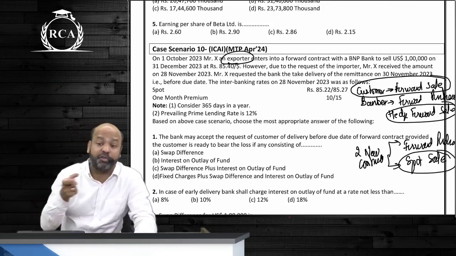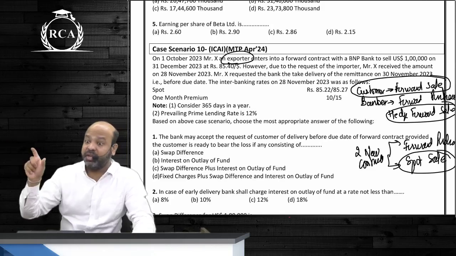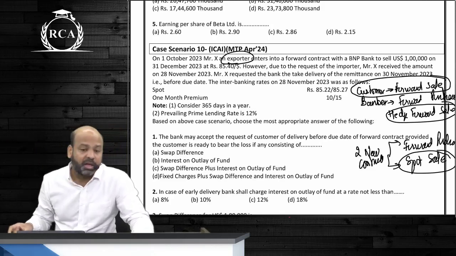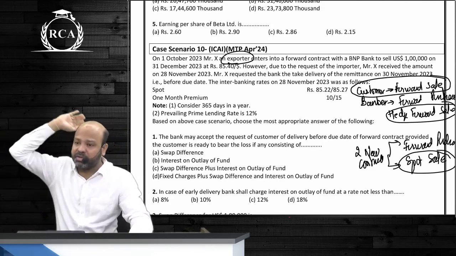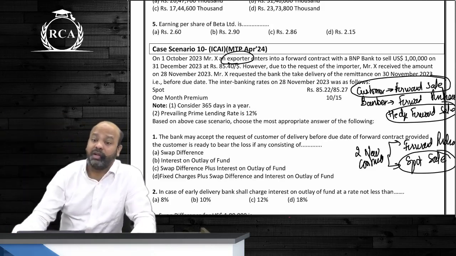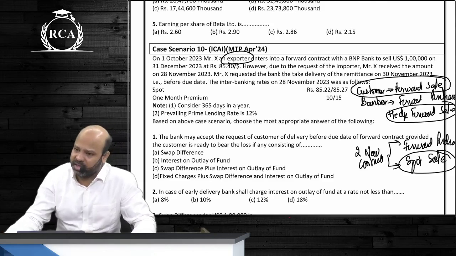If it is net inflow to the banker, you can ignore it. If it is net outlay, you will have to charge interest for the remaining period. That is, till the due date of the forward contract. This is what is delivery before due date. Remember?